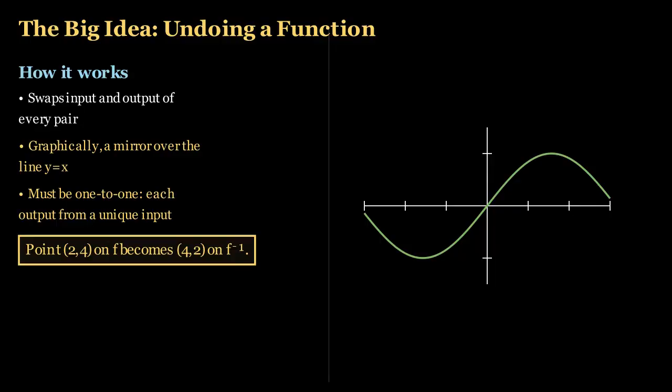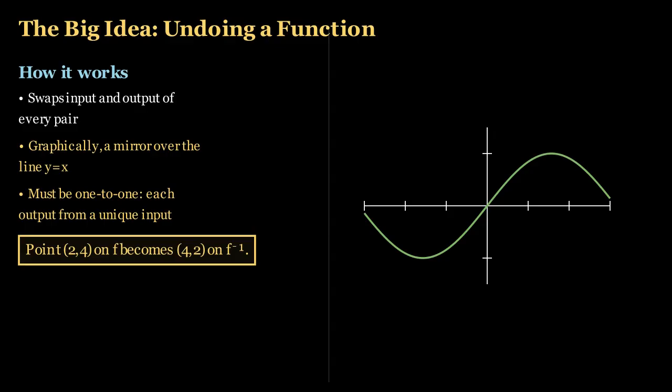Let's make this concrete with a real-world example you see on weather apps. We have a function that converts a temperature from Celsius to Fahrenheit. The rule is, multiply the Celsius temperature by 9/5 and then add 32. So, if it's a boiling hot day at 100 degrees Celsius, the function does 9/5 times 100, which is 180, plus 32, giving us 212 degrees Fahrenheit.